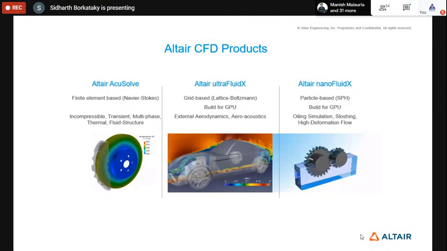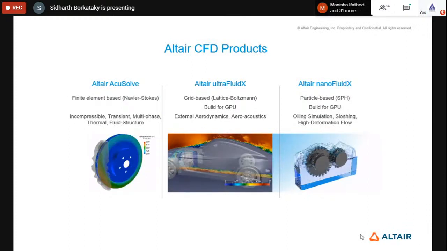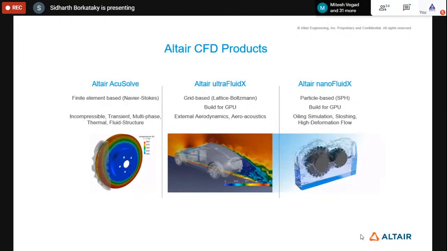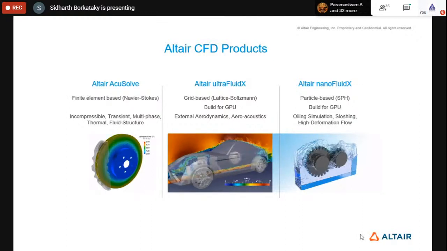So the names of the tools go like this. The first tool is AcuSolve, which is based on finite element and solves the Navier-Stokes equations, obviously. The other tool is named UltraFluidX, which is based on the lattice Boltzmann discretization technique. And the other tool is NanoFluidX, which is based on smoothed particle hydrodynamics.